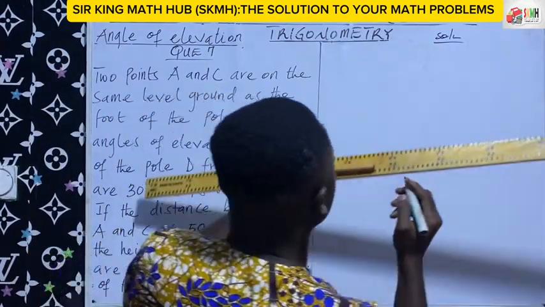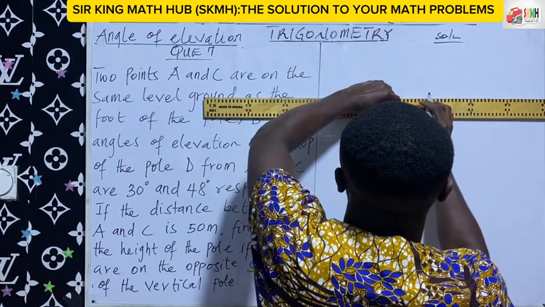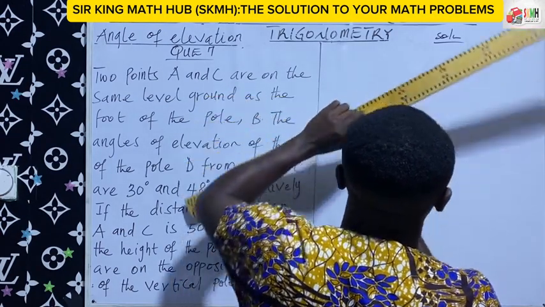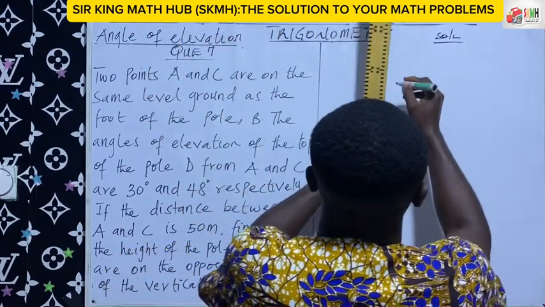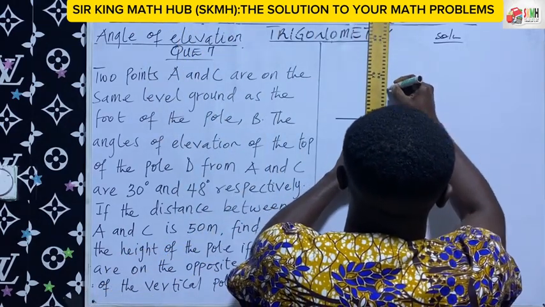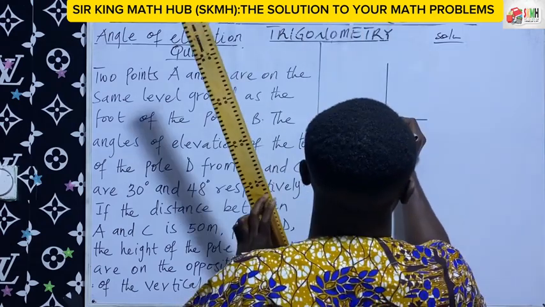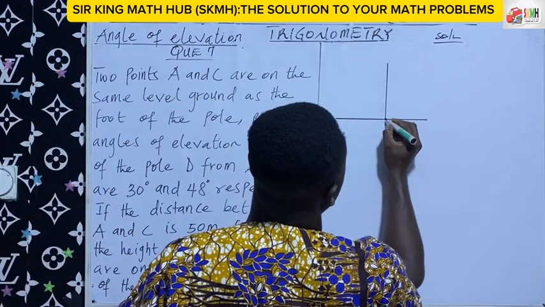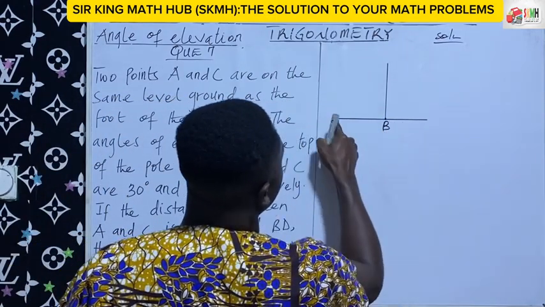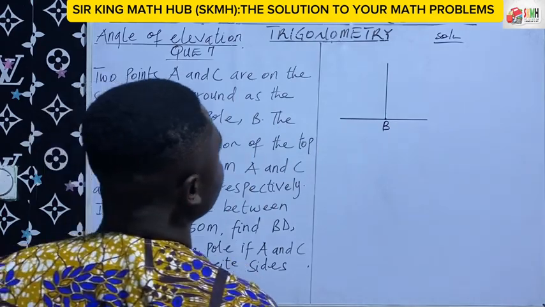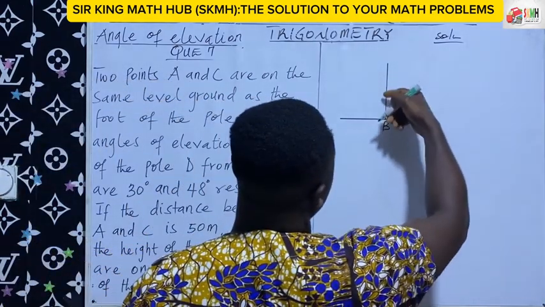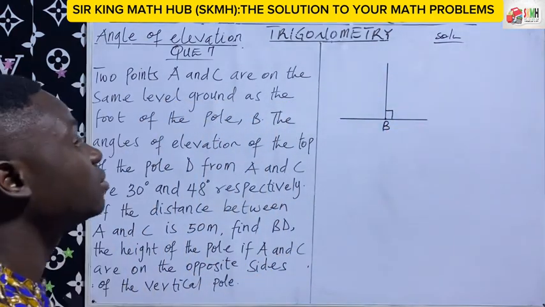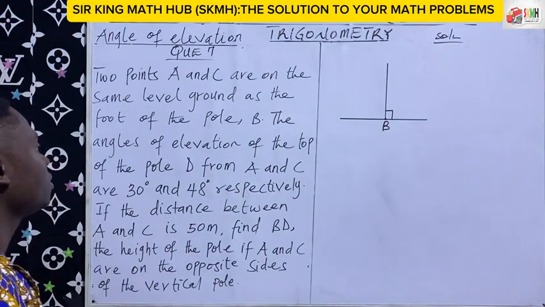this pole here will definitely be erected on a level ground. So we have our ground here, and this is our vertical pole. Now we were told that the foot of the pole should be labeled as B. So here is B. And then we know that the pole would meet the ground at an angle of 90 degrees. So we should note this.